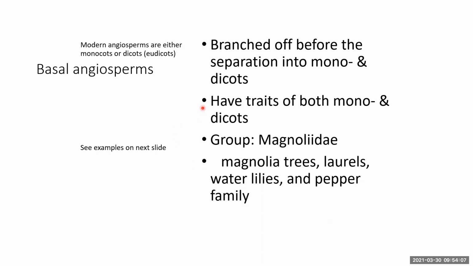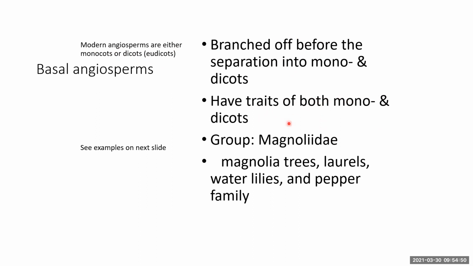Now, basal angiosperms actually branched off before we have this separation of angiosperms into monocots and dicots. So modern angiosperms are grouped in two groups basically. And those are referred to as monocots or dicots, or you'll also see it sometimes as eudicots or true dicots. Now, the ancestors to these two groupings had traits that we see in monocots and dicots. So they shared traits from both of those groups.